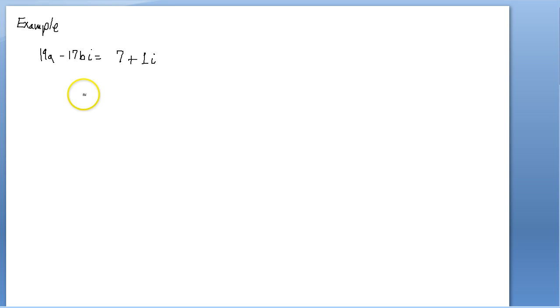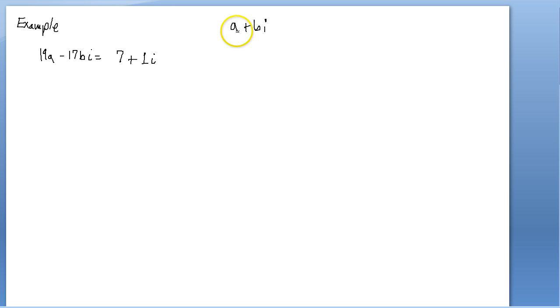Alright, so here's an example. First thing you have to look at is you want to make sure that you put each side in standard form for a complex expression. So this left side has the real portion, that's the portion that doesn't have the I attached to it, and then the imaginary portion second. Usually it's like A plus BI, that's the standard form for a complex expression.